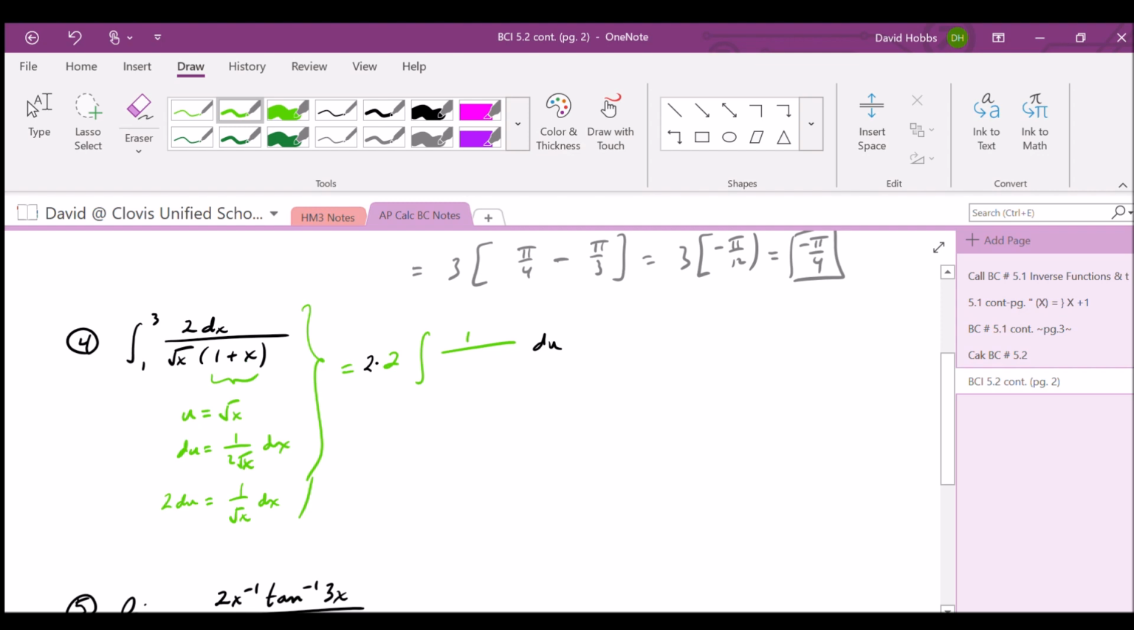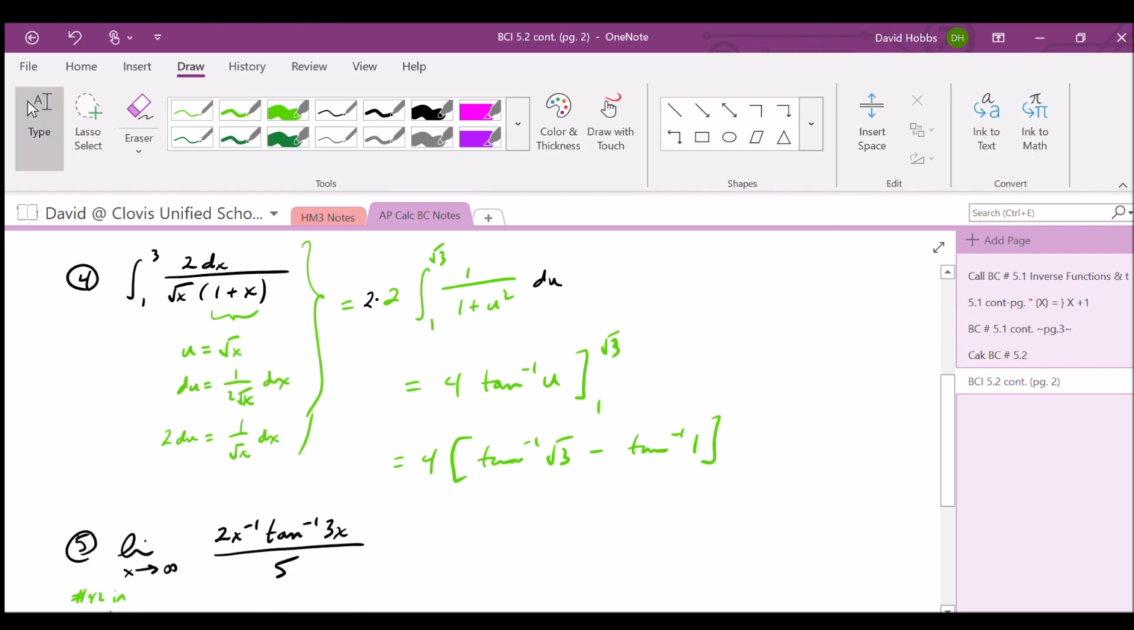Okay, so moving on. Now that leaves just the 1 plus x, which is 1 plus u squared. Okay, and our limits of integration. In x land, 1, so plug in a 1, square root of 1 is 1, and 3, square root of 3 is square root of 3. So this is 4 times inverse tangent of u evaluated from 1 to root 3. So we have 4 times inverse tangent of root 3 minus inverse tangent of 1.